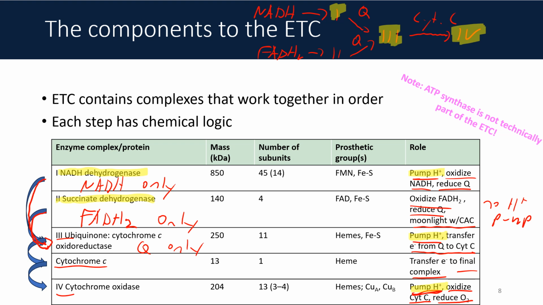And we want to keep these pumps going because those protons will ultimately provide the energy required to make ATP. Now, I want you to take note that the ATP synthase complex is technically not part of the electron transfer chain. It ends with cytochrome oxidase, complex 4. That's because the chemistry involved with ATP synthase is ultimately not a redox reaction. But all of these are.